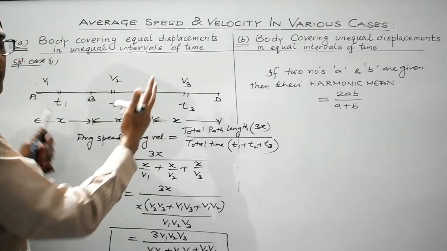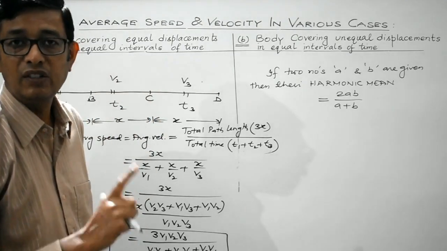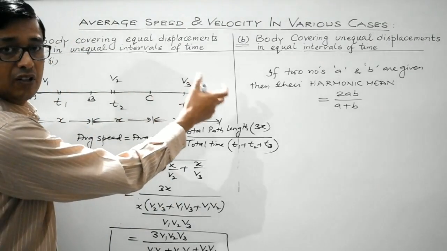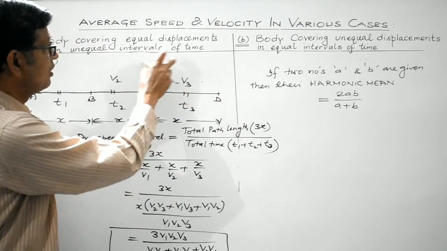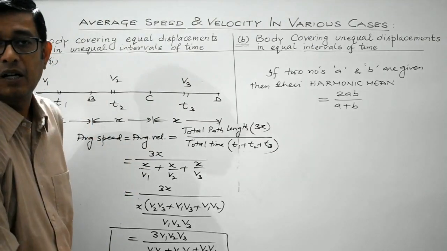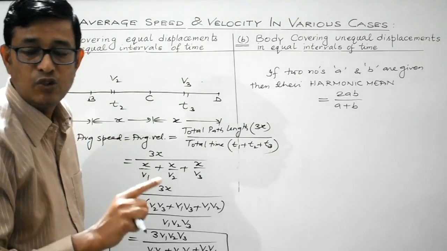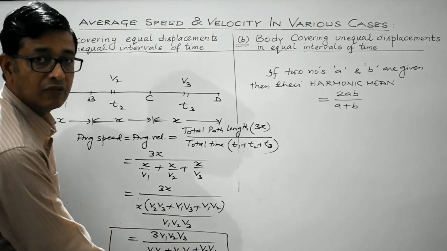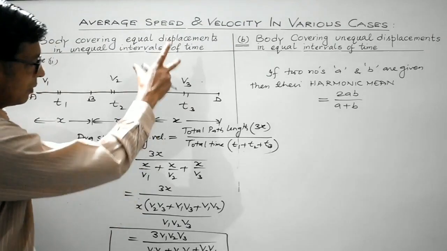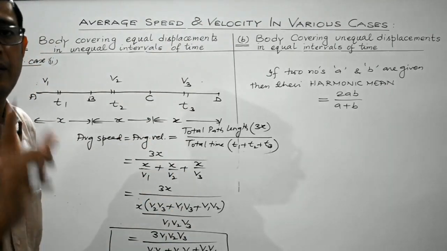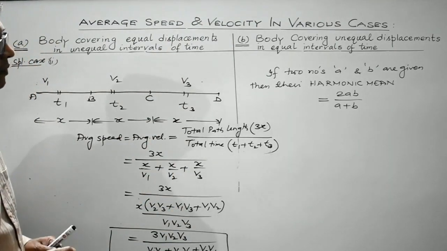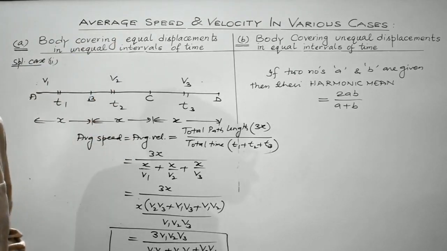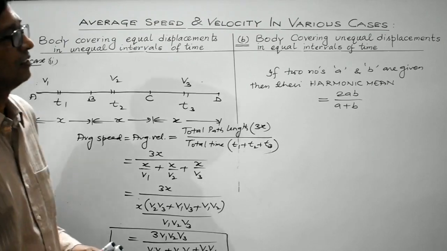In case of 2 equal parts, the average speed is given by twice v1 v2 divided by v1 plus v2. And in case of 3 equal parts covered in different intervals of time, the formula becomes thrice v1 v2 v3 divided by v1 v2 plus v2 v3 plus v3 v1. So do remember these formulas, especially for MCQs, right? Okay, so case 1 is over. Let's proceed to the second case.